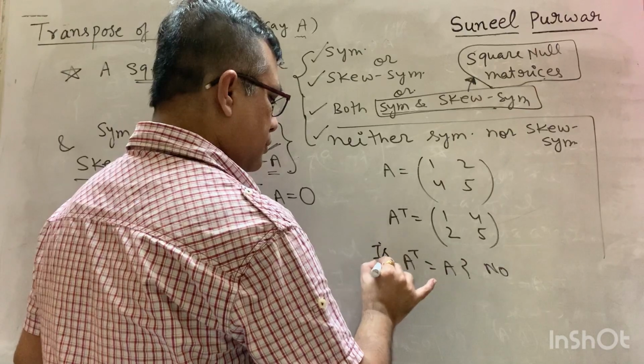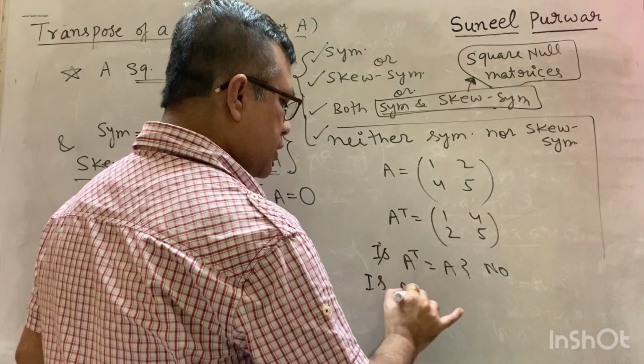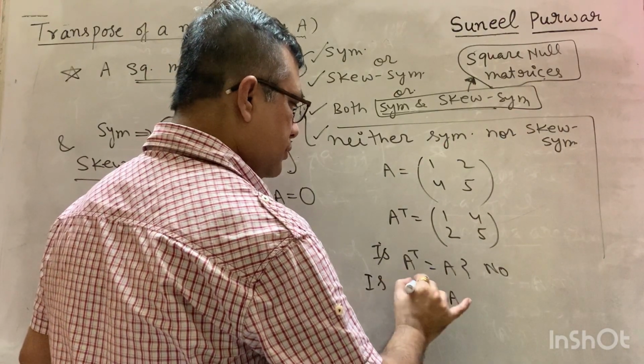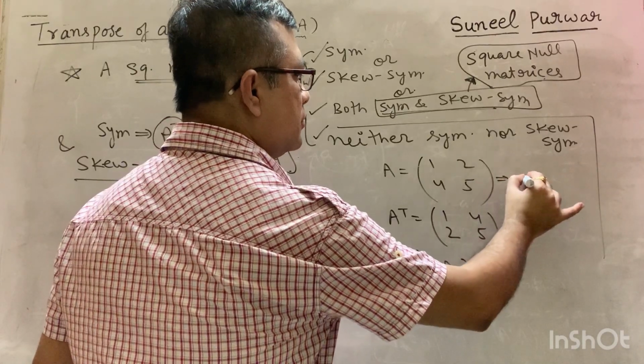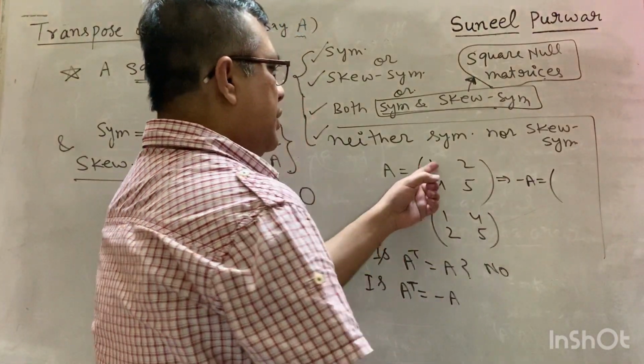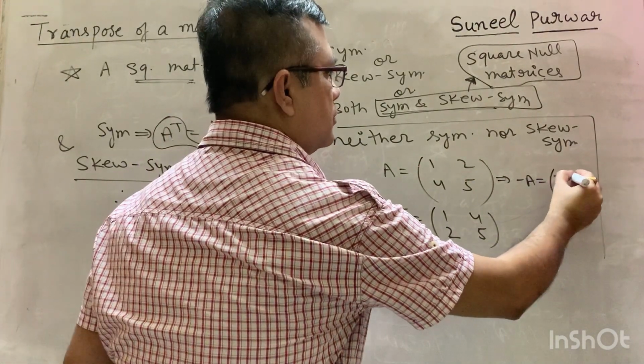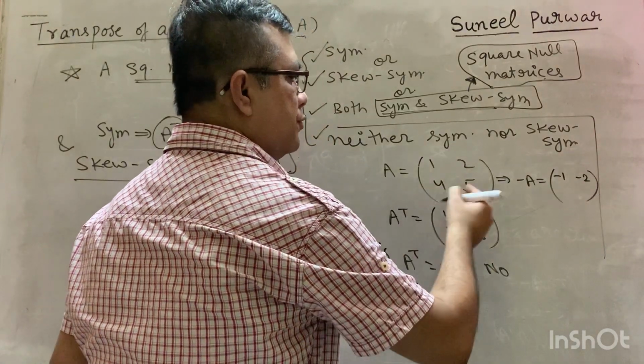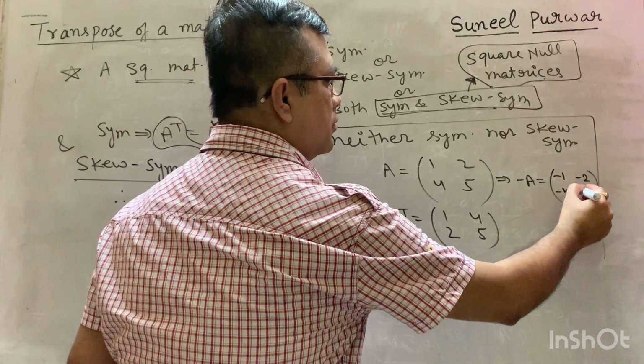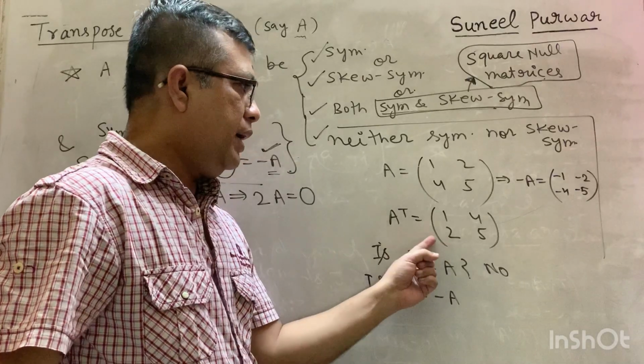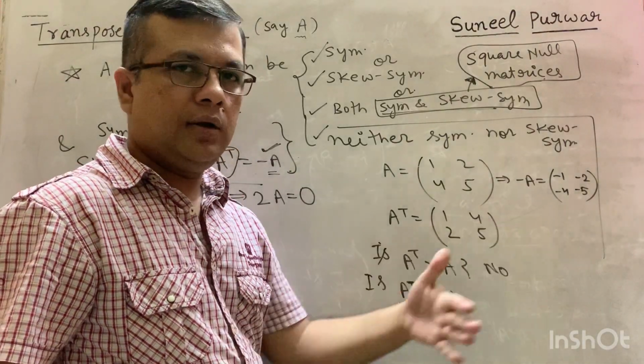Is A transpose equal to minus A? What will be minus A? Minus A will be minus 1, minus 2, minus 4, minus 5. So A transpose, क्या ये minus A के equal है? No.